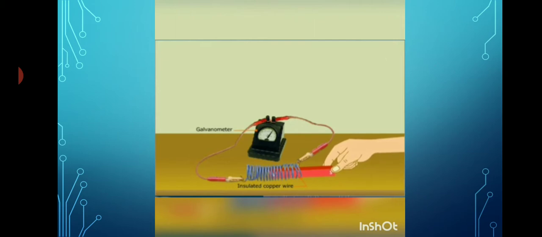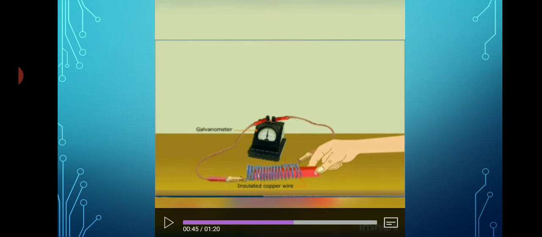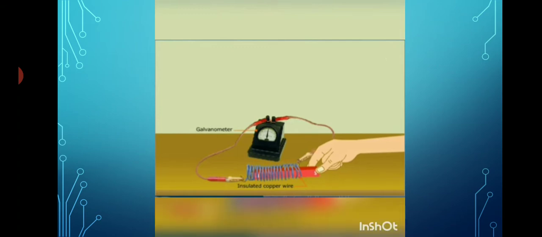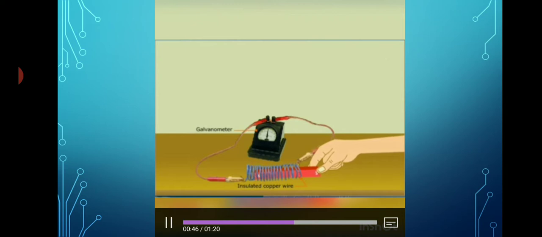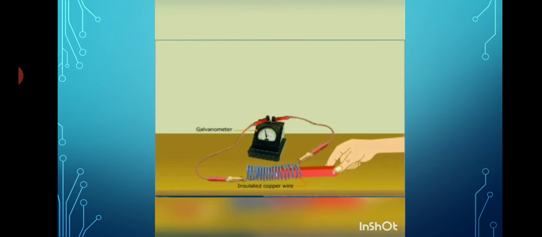and move its north pole towards the end of the coil. Do you find any change in the galvanometer needle? Observe the pointer of the galvanometer. So what do you see? Yes, you see the deflection, right? So there is a momentary deflection in the needle of the galvanometer, say to the right, and this indicates the presence of current in the coil, and the deflection becomes zero the moment the motion of the magnet stops, as you can see here. Now withdraw the north pole of the magnet away from the coil.